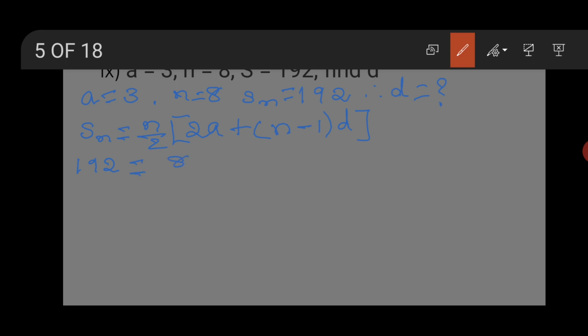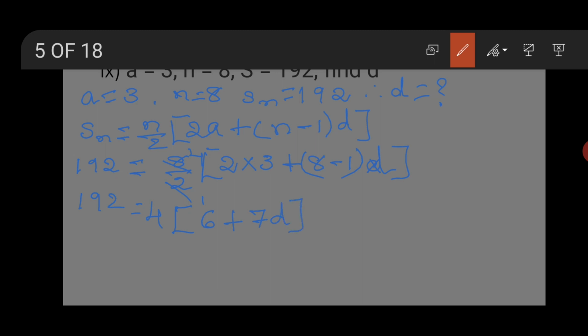n value is 8 divided by 2 into value of a is 3 plus n value is unknown. Do you know the value of n? Yes, we know. 8 minus 1 into the value of d, which is unknown. Keep as it is. Now 192 is equal to 8 by 2, which is what? 4. 8 divided by 2 is equal to 4. 2 3s are 6 plus 8 minus 1 is 7 into d.